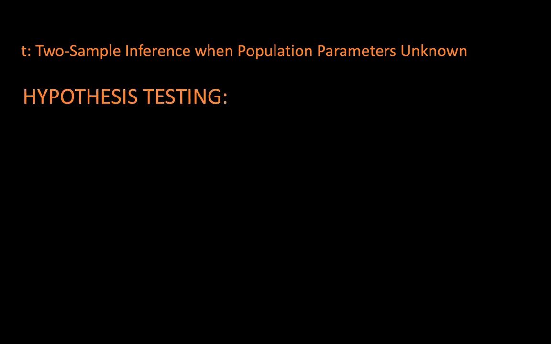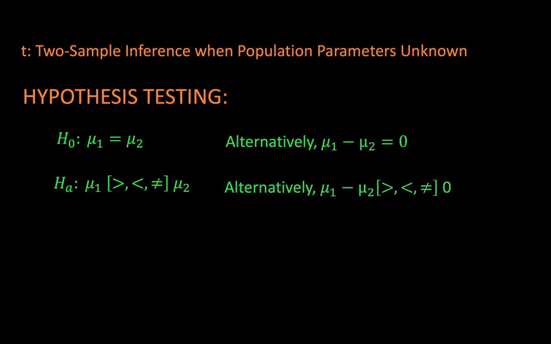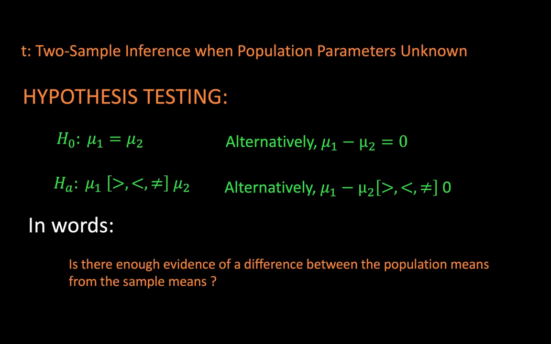For hypothesis testing, we have that the null hypothesis is when the means of the populations of both groups are the same. The alternative hypothesis is when the mean of one population is less than, greater than, or not equal to the mean of the second population. Alternative ways to state these: mu1 minus mu2 is equal to 0, or mu1 minus mu2 is greater than, less than, or not equal to 0. So in words, is there enough evidence of a difference between the population means from the sample means?